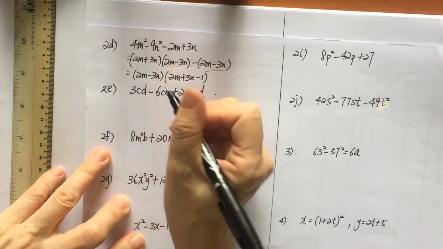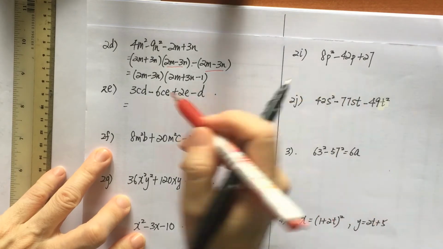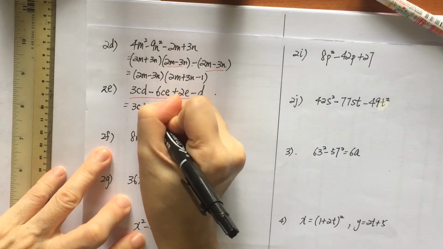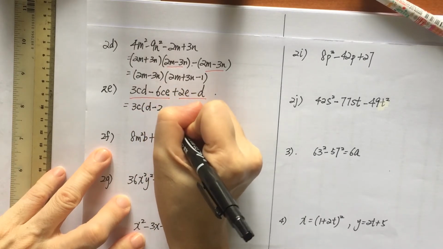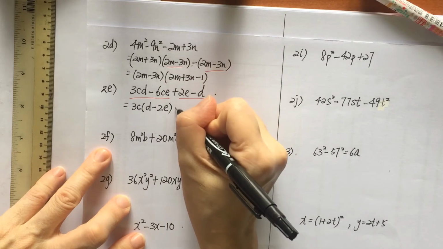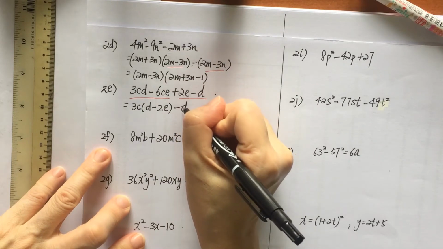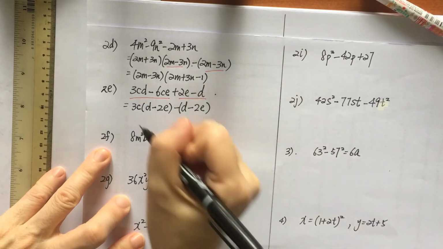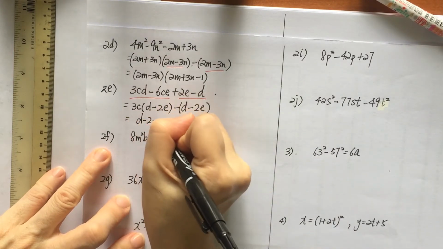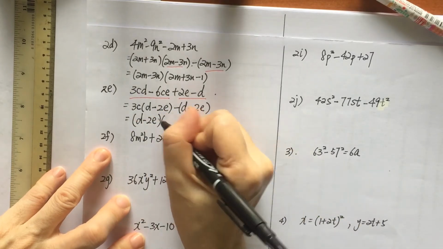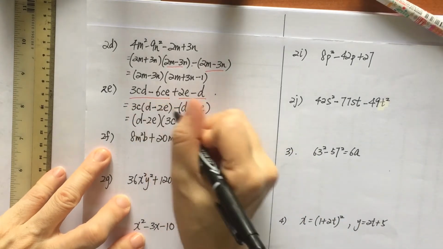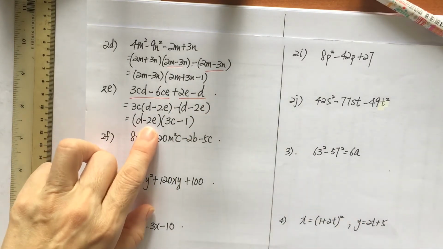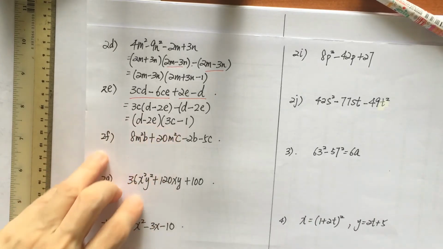So the next question, similar, I try to group this 2 and group this 2. I will take a 3c out, so that I have d minus 2e. And this one also, d minus 2e, if I take a negative out. So d minus 2e is the common factor. For this term, I have 3c left, and for this one, I have minus 1. So together, it is d minus 2e times 3c minus 1.